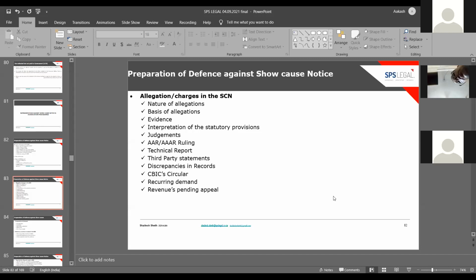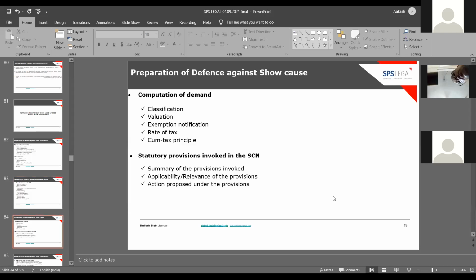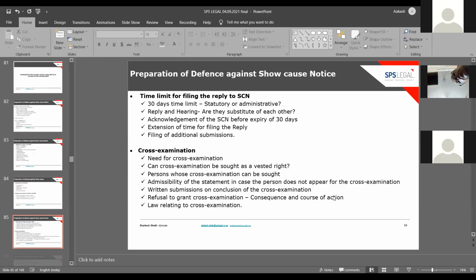Then the demand can be based on a technical report, a third party statement, discrepancy in records, or a CBIC circular. It can be a recurring demand, or revenue may have a pending appeal. All these should be carefully noted and understood, and based on that, your defense should be prepared on each aspect. The computation of demand is also an important part, because even in a classification case, the computation may have been done wrongly by adopting wrong valuation, by denying the benefit of an exemption notification, or by applying the wrong rate of tax. Then always make a summary of the statutory provisions invoked in the SCN and their relevance and applicability.